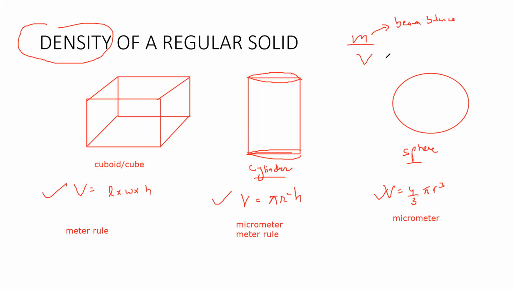Or there is also another way to get the mass. First, we will use a spring balance and we'll get the weight, and weight divided by gravity, we'll get the mass. So both ways are acceptable. First, using a spring balance, you'll get the weight, and weight divided by gravity, you will get the mass. Or you can directly get the mass by using a beam balance.